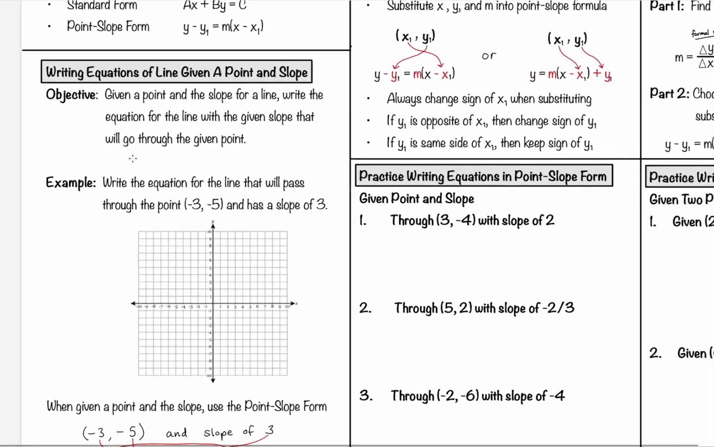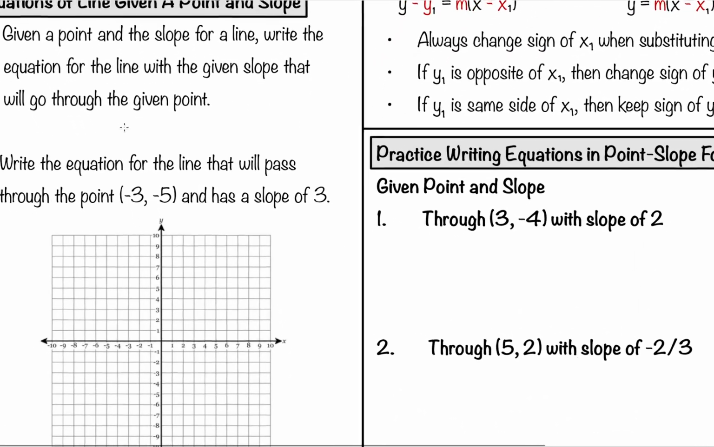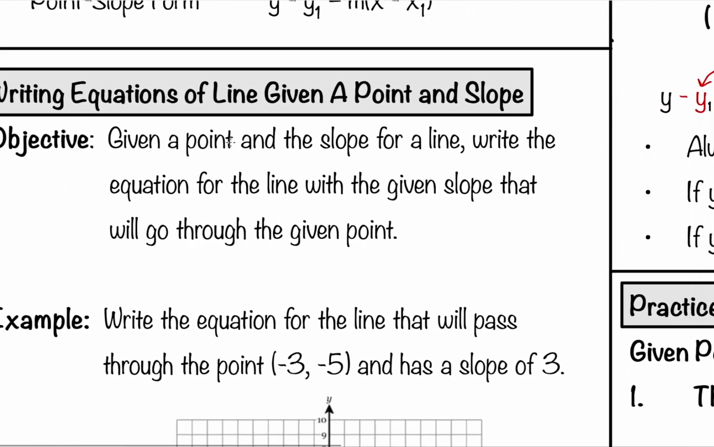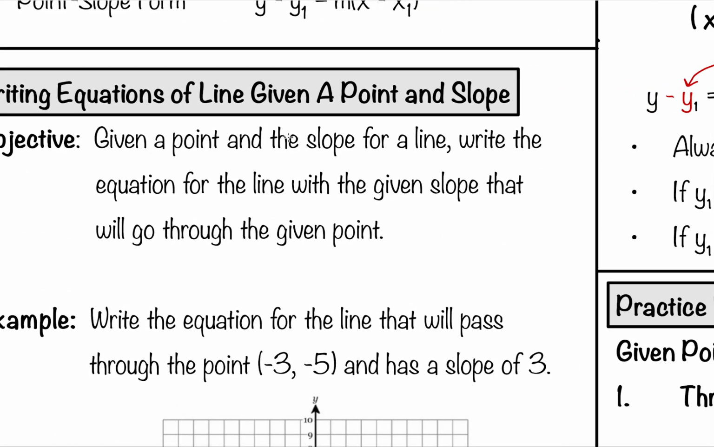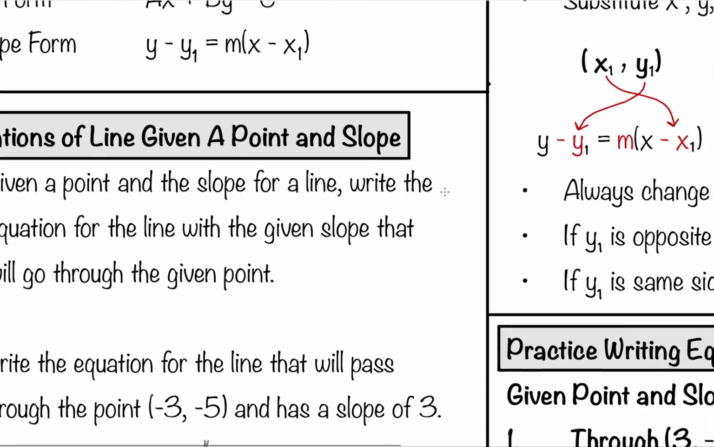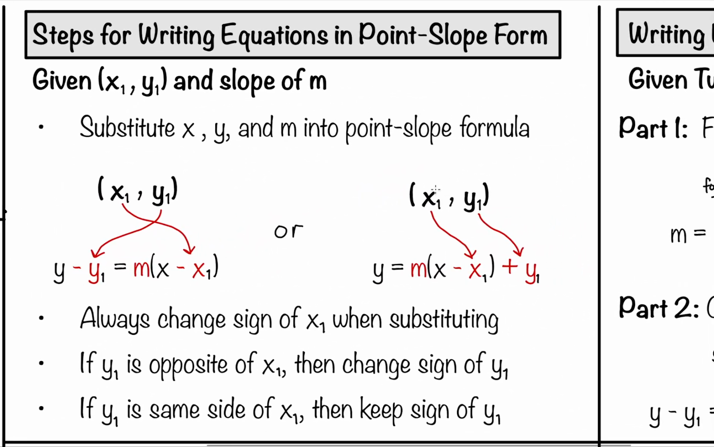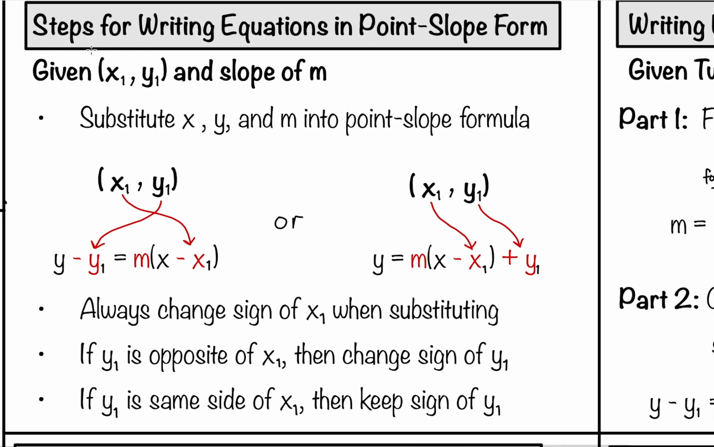Okay, so our objective is you're going to be given a point and another point, not necessarily the slope, but generally it works the exact same way. We're going to be given a point and the slope for our line. We're going to write the equation for the line with the given slope that will go through the given point. So before we move into the 2 points here, let's just recap what we're supposed to do when you have a point and the slope.